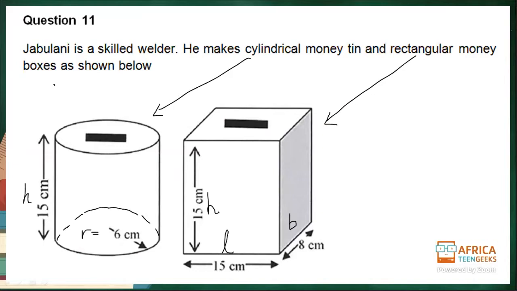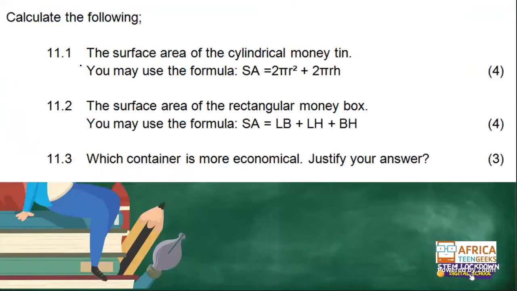Okay. My height is 15 centimeters and my radius is 6 centimeters. Okay, I've made that very easy for you. I think now it's very easy to actually complete the sum.